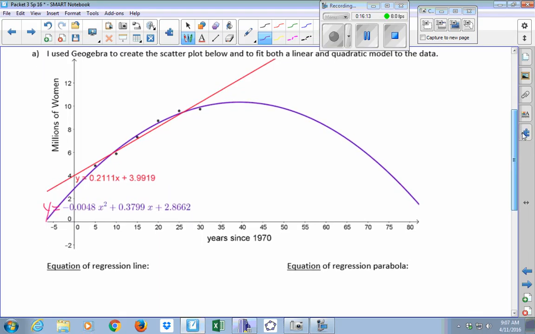So let's put down the equation for the regression line. So y equals 0.2111x plus 3.9919.